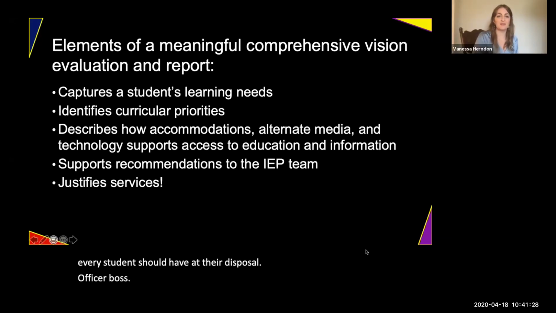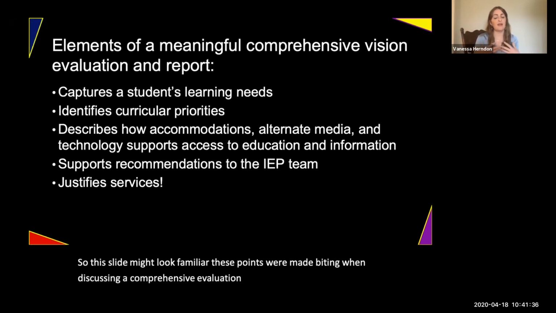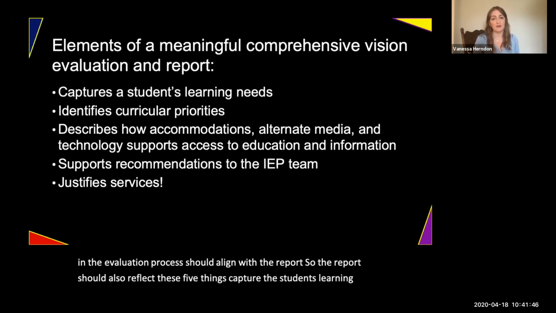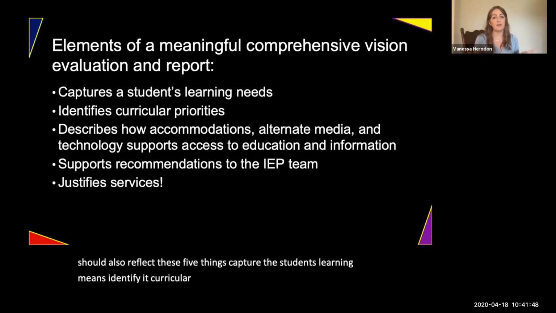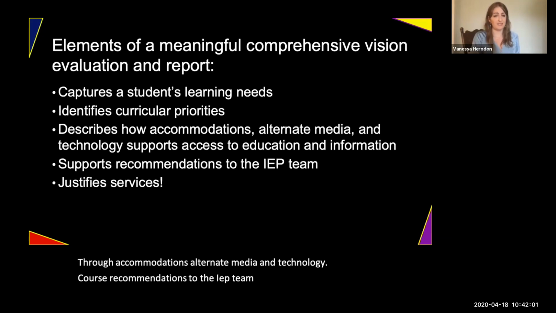So this slide might look familiar. These points were made by Ting when discussing a comprehensive evaluation process. And everything outlined in the evaluation process should align with the report. So the report should also reflect these 5 things: capture the student's learning needs, identify curricular priorities, describe how they will access their education and information through accommodations, alternate media, and technology, support recommendations to the IEP team, and justify services. That's a lot to ask.